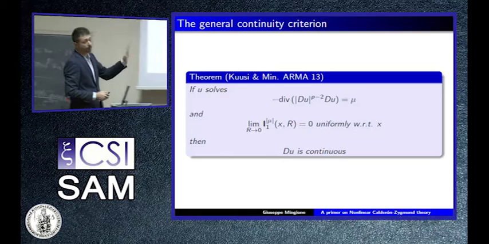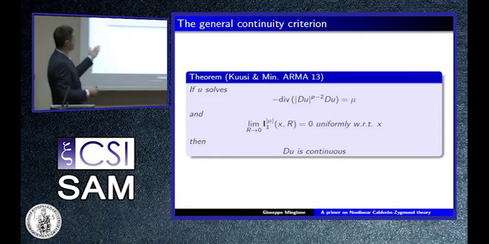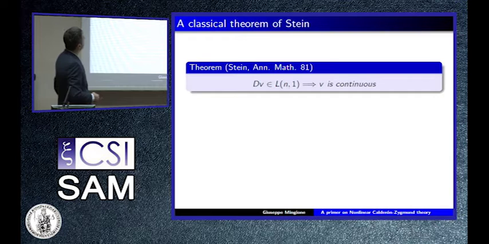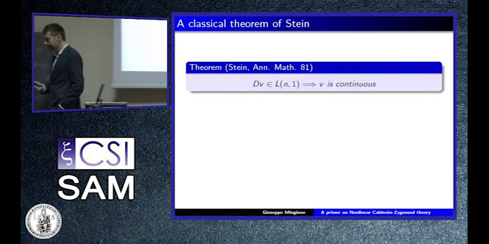OK, this is a theorem by itself, but it has remarkable consequences. First of all, it provides a continuity criterion, a potential theoretic continuity criterion. But then it has a few interesting consequences. For instance, it yields a so-called nonlinear Stein's theorem. Okay, what is the nonlinear Stein's theorem?